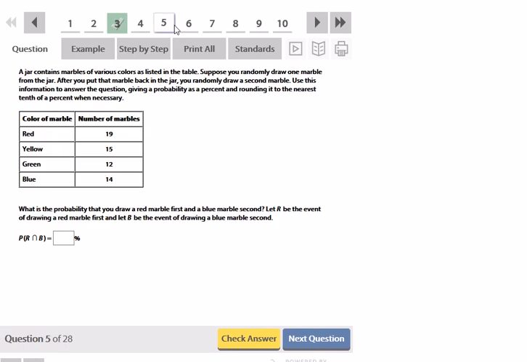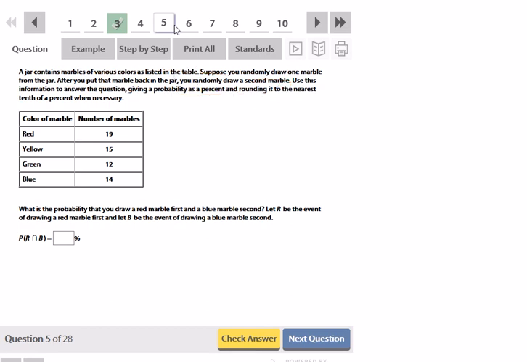A jar contains marbles of various colors. Suppose you randomly draw one. What is the probability that you draw a red marble first and a blue marble second? Let R be the event of drawing the red marble first and B be the event of drawing the blue marble. Okay, so when it comes to picking marbles, you want to see if there's replacement. So does it say anywhere that, here you go. After you put that marble back in the jar, you randomly select. So you put it back in the jar. You pick one marble from the jar, and then you put it back. So that's what makes these independent.